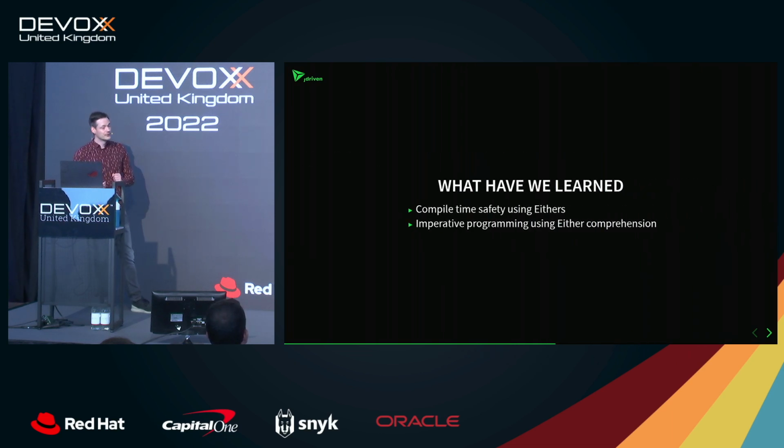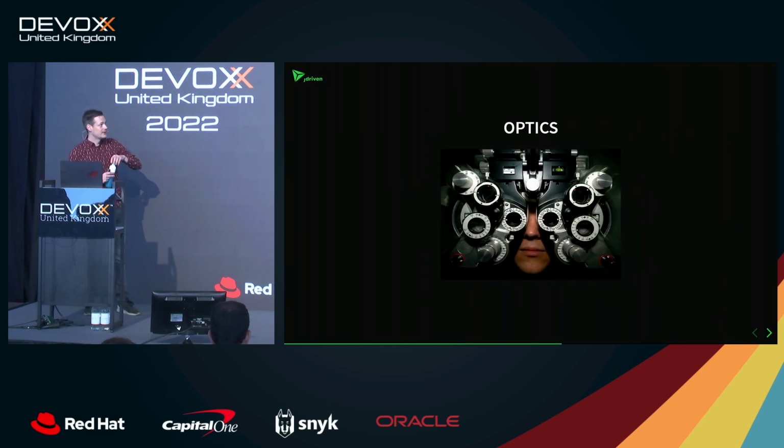So what did we learn? We learned that we can get compile time safety from eithers, and we can basically still do imperative programming by using the either comprehension. And that's why it's my favorite feature from Arrow. So that was basically the stuff that you can use tomorrow. Arrow also has some really cool stuff that's maybe not always as useful to you, but since it's quite cool, I wanted to demo it anyway.